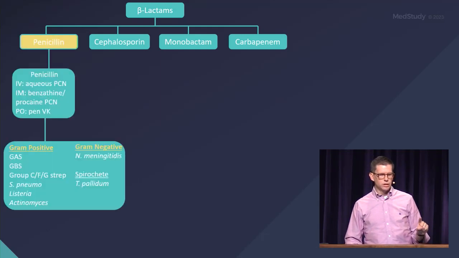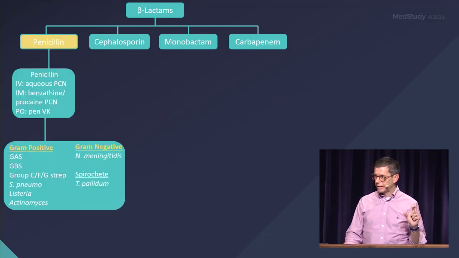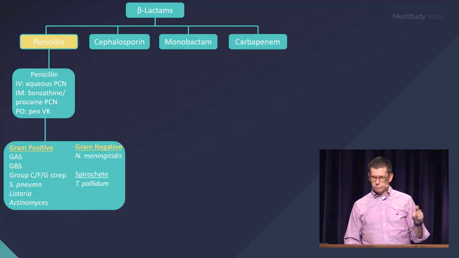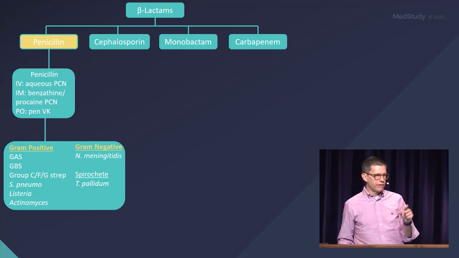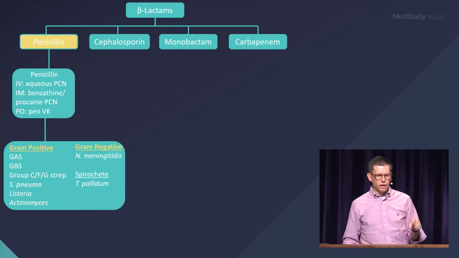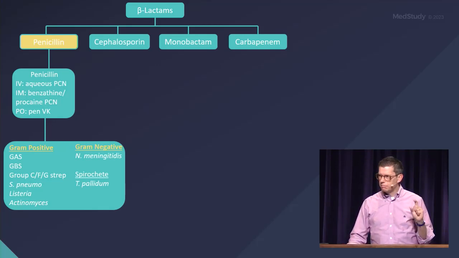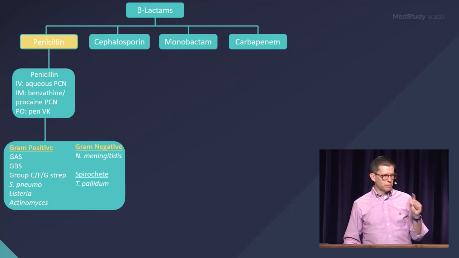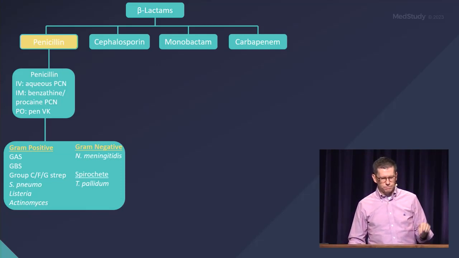So penicillin. When I talk about penicillin here, this is when you actually write the letters P-E-N-I. This is not a form of penicillin. This is actual penicillin. So there's the IV, IM, and PO form, right? As you probably know, IM form is actually on short supply right now. But those 3 forms exist.